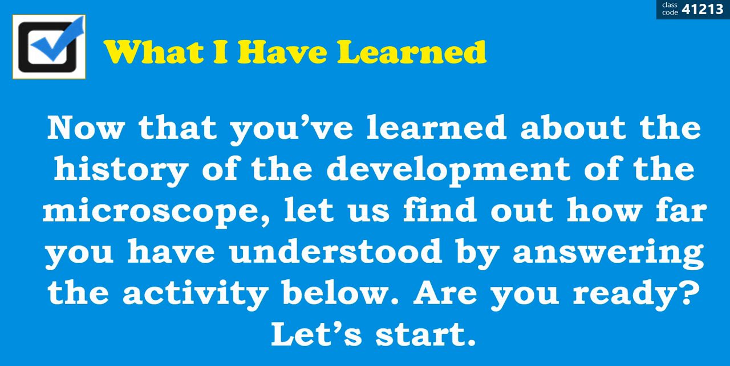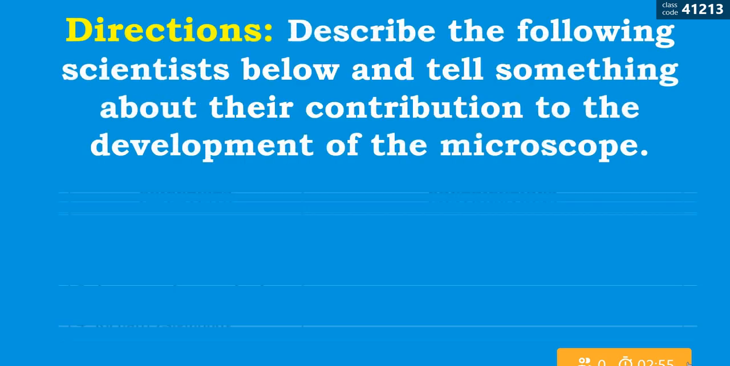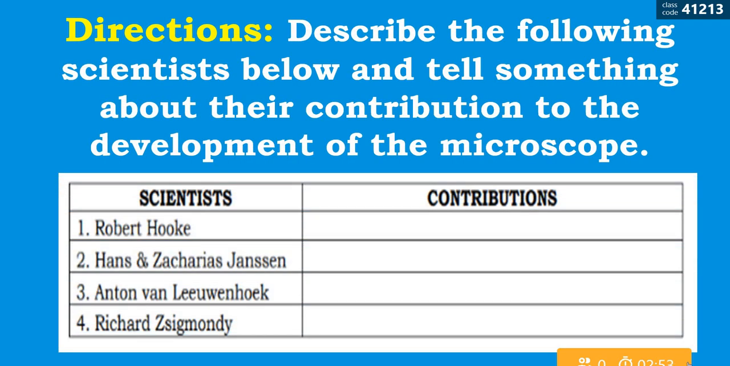What I have learned. Now that you've learned about the history of the development of the microscope, let us find out how far you have understood by answering the activity below. Are you ready? Let's start. This is image uploading. Directions: Describe the following scientists below and tell something about their contribution to the development of the microscope. They are Robert Hooke, Hans and Zacharias Janssen, Anton van Leeuwenhoek, and Richard Zsigmondy. Go.